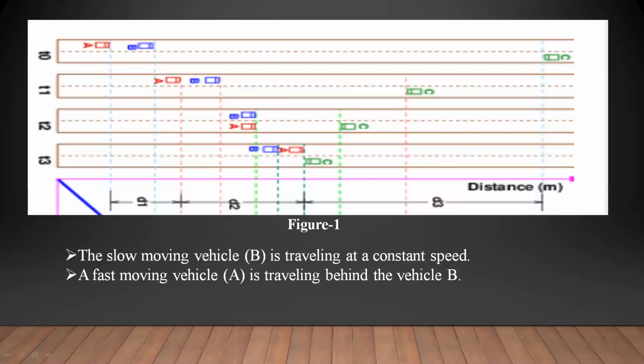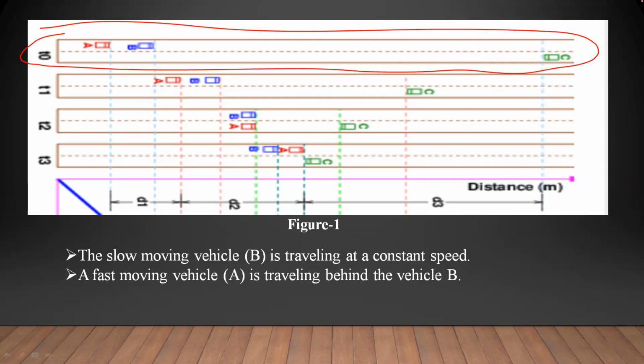So here in the image, you can clearly see the first line where you can see the 3 vehicles, A, B and C. A is in red color, B is in blue color and C is in green color. So here what happens? This is at time 0, at the initial time. So at time t1.